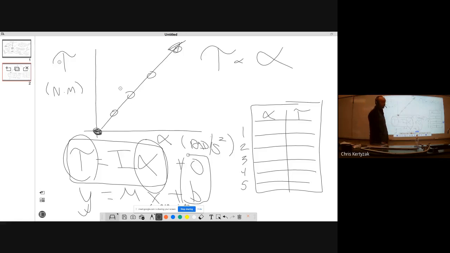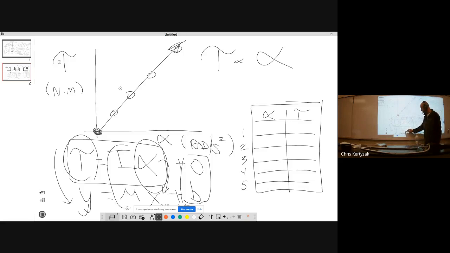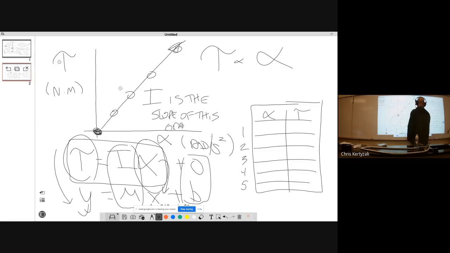What would the slope of this be? What would the slope of this graph be if this is true? If torque is on my y-axis, alpha is on my x-axis, then what will the slope m be? It's the rotational inertia. I is the slope. I is the slope of this graph.